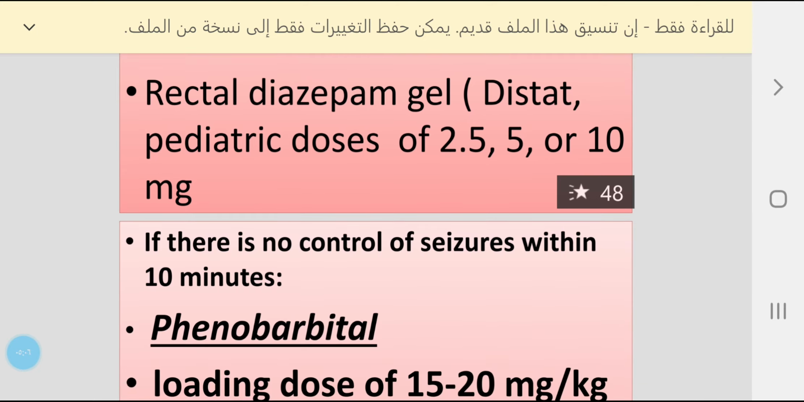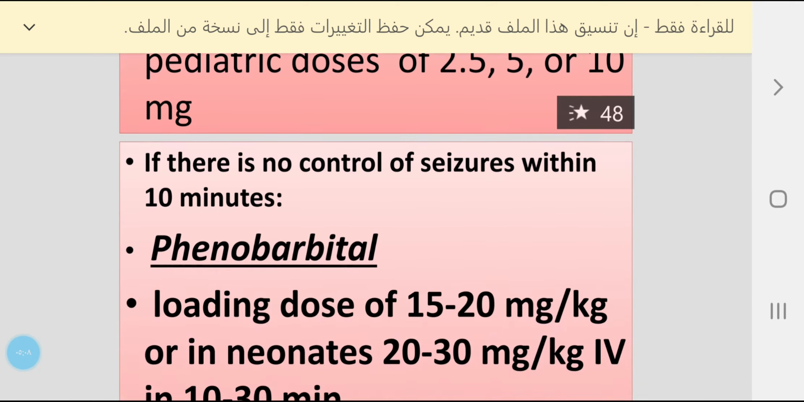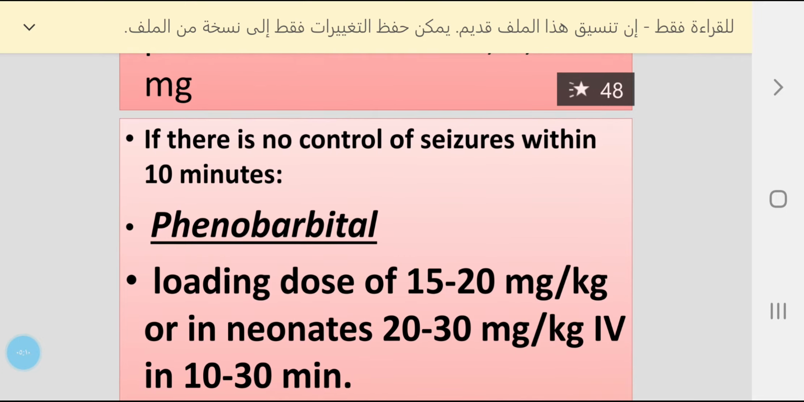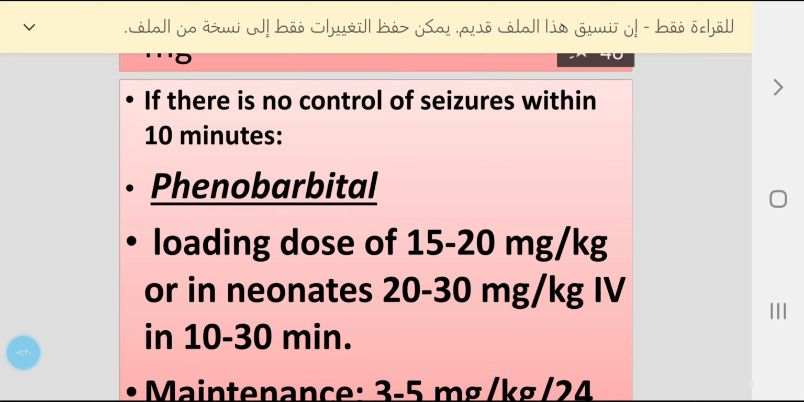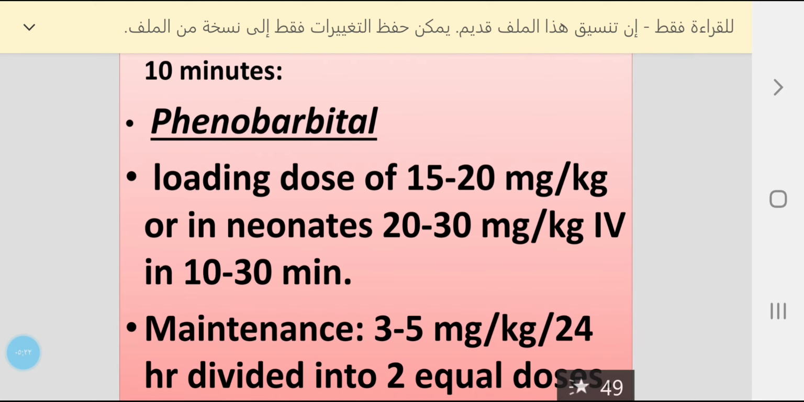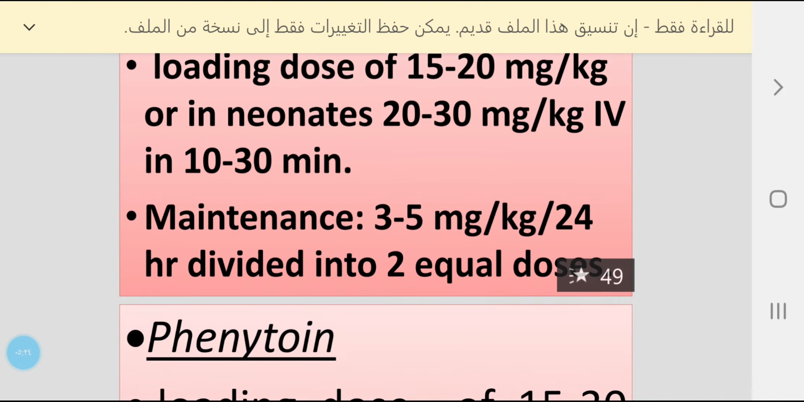If there is no control of seizure within 10 minutes, we will shift to the second line of therapy, giving phenobarbital loading dose of 15 to 20 milligram per kg, or in a neonate 20 to 30 milligram per kg IV in 20 to 30 minutes. Maintenance dose 3 to 5 milligram per kg per day, divided into equal doses.